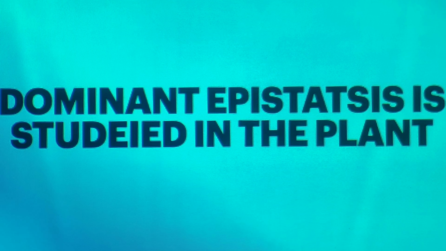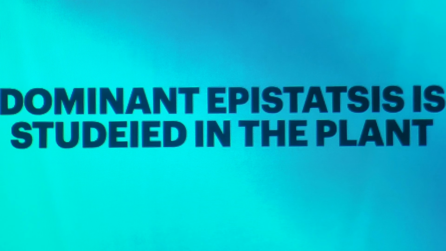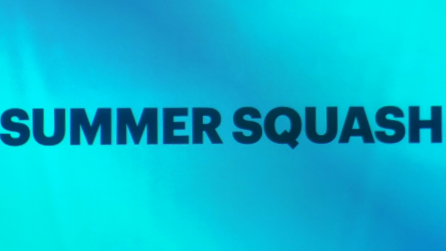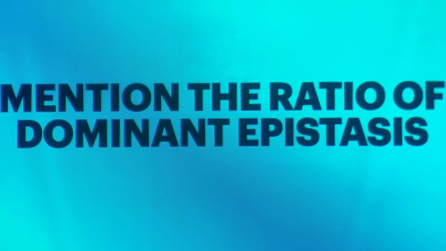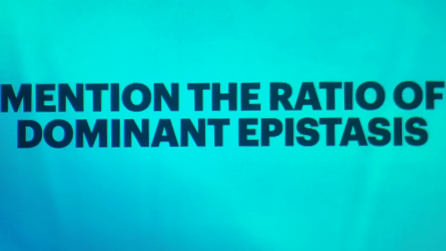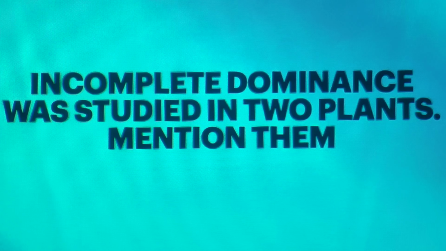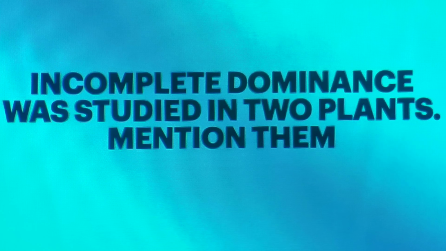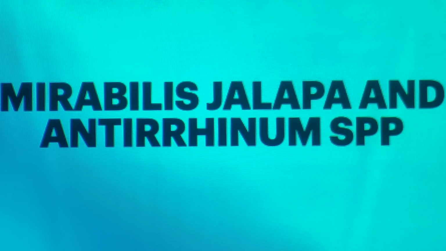Hypostatic gene. Dominant epistasis is studied in the plant? Summer squash. Mention the ratio of dominant epistasis. 12:3:1. Incomplete dominance was studied in the plants? Mirabilis jalapa and Antirrhinum species.